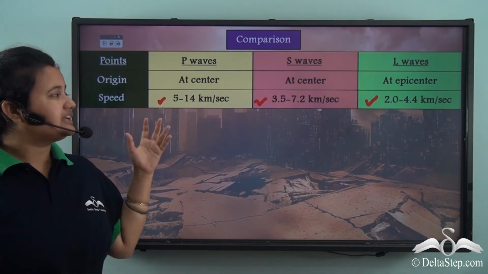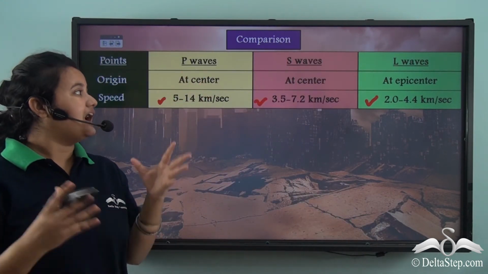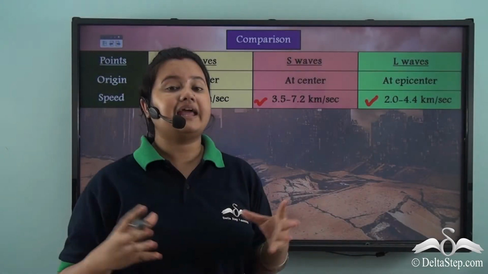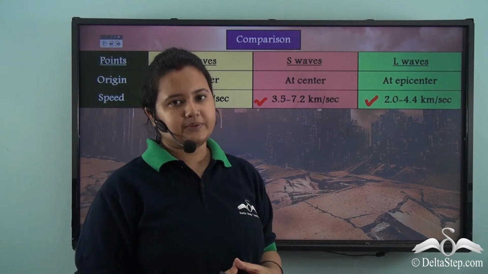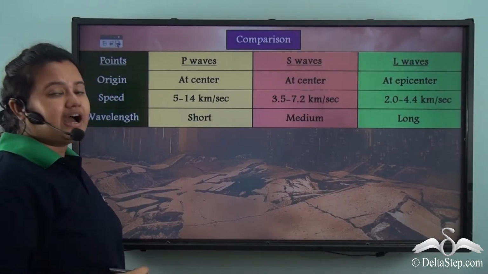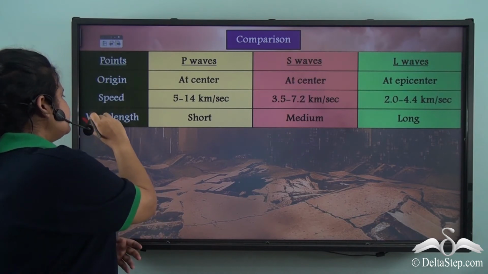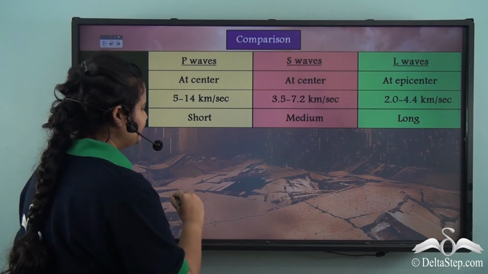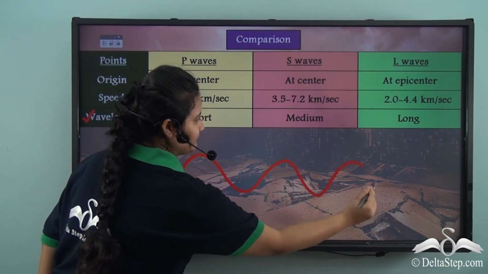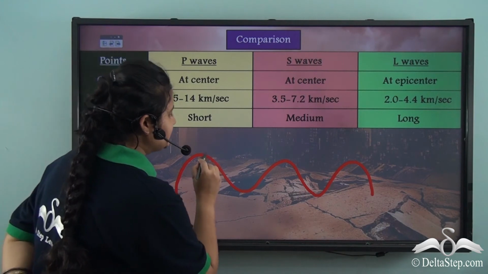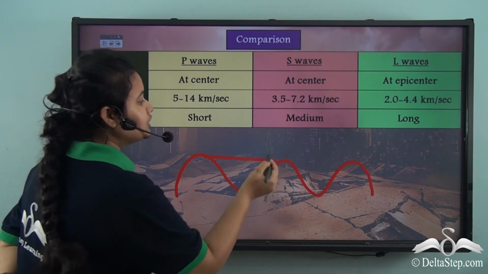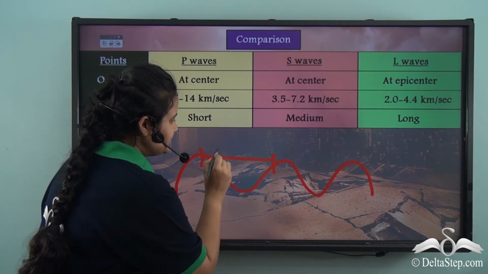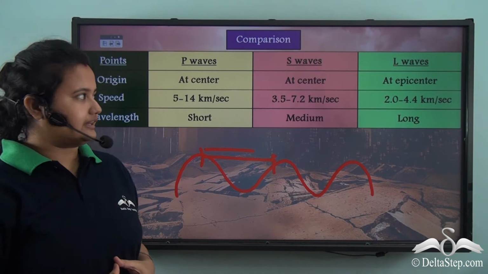Thus, from here we can see that P waves have the highest speed, S waves have a comparatively lower speed and L waves travel at the least speed. Now, let us compare the wavelengths of these three waves. So, what is a wavelength? Well, this is a wave, and the wavelength is the distance between two consecutive peaks of a wave. So, this distance is a wavelength.